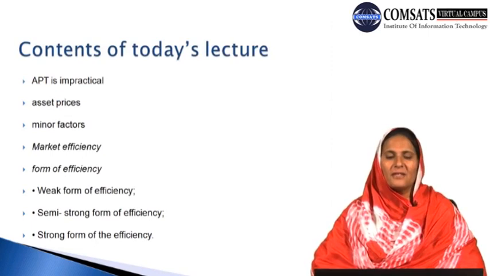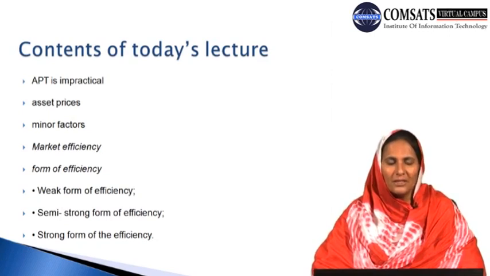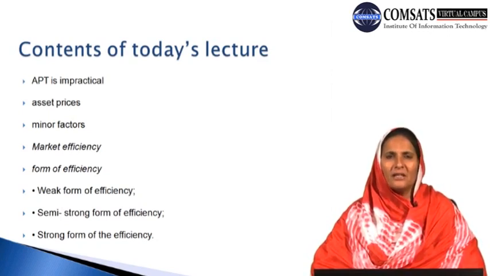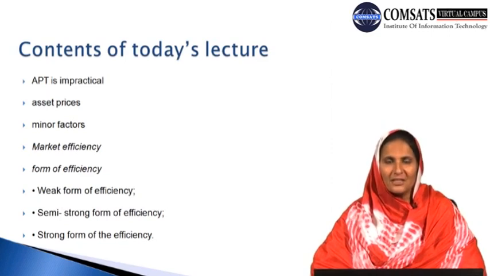First of all, in this lecture we will discuss the main contents of today's lecture, what we are going to discuss and what we are going to do. We will do the assumptions of the APT theory, that is arbitrage pricing theory, the different points and comments on these assumptions, and whether the theory is practical or impractical. We have certain suggestions and arguments in this respect. Then we have asset prices, minor factors, and market efficiency, with its forms: weak form, semi-strong form, and strong form of efficiency.